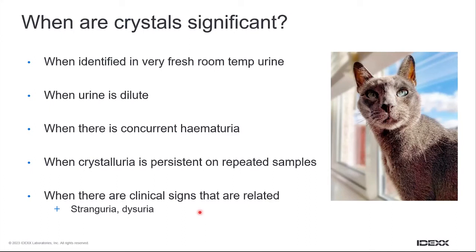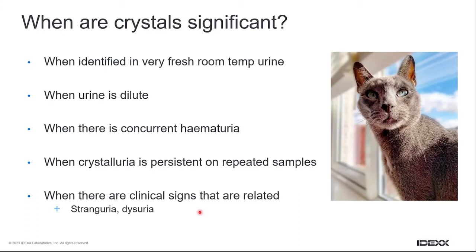So it is really important, even if you're sending your sample to lab, that you have a quick look down the microscope before you do that to see if you can identify these elements such as crystals or casts, which might change over time en route to the lab. Do remember that we should only be looking for crystals on room temperature urine.